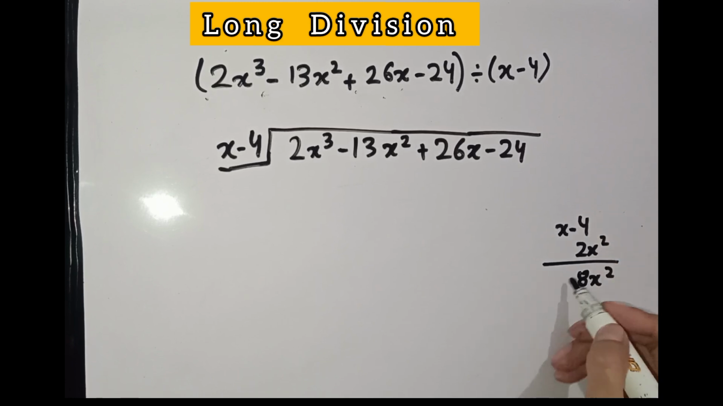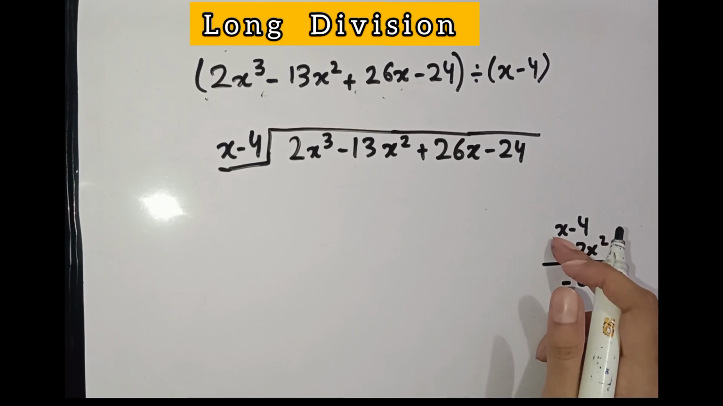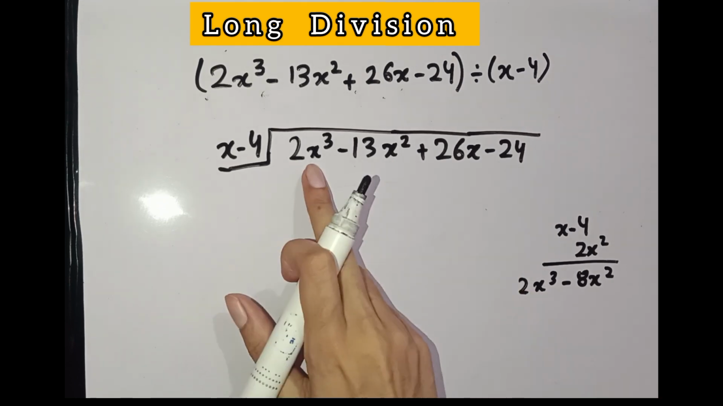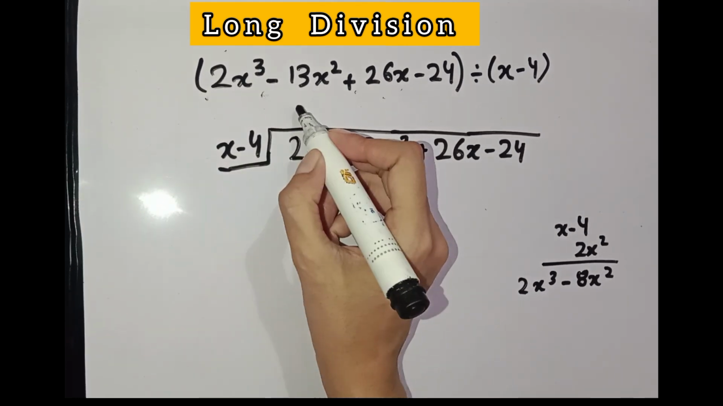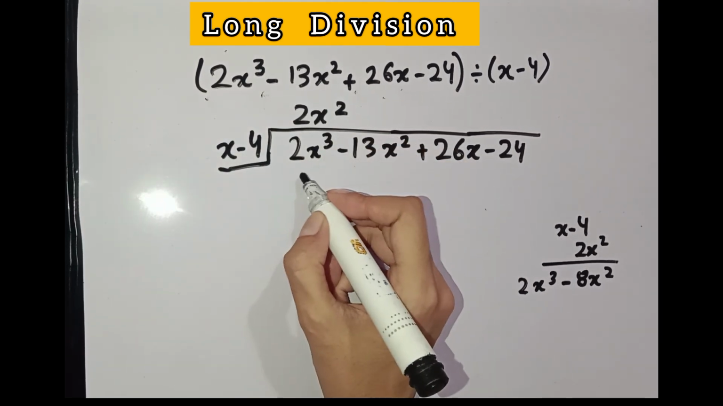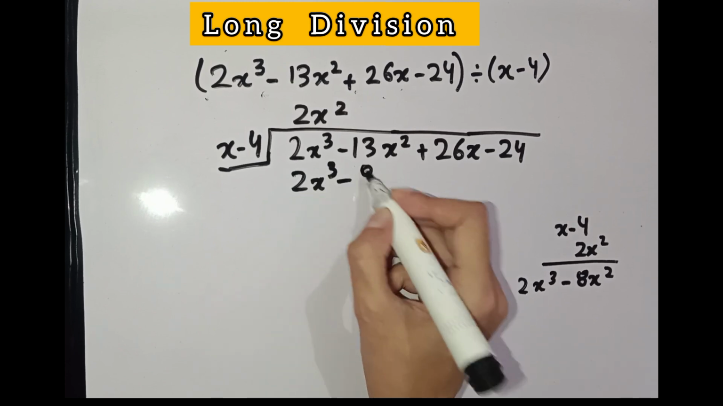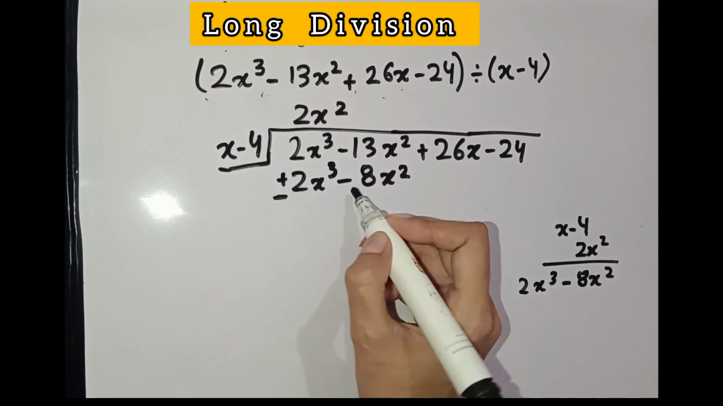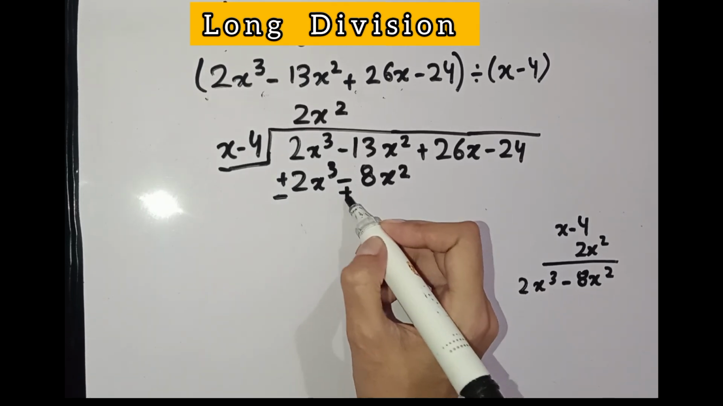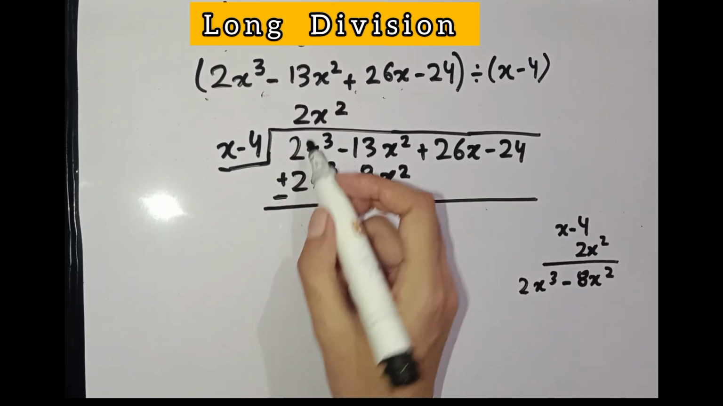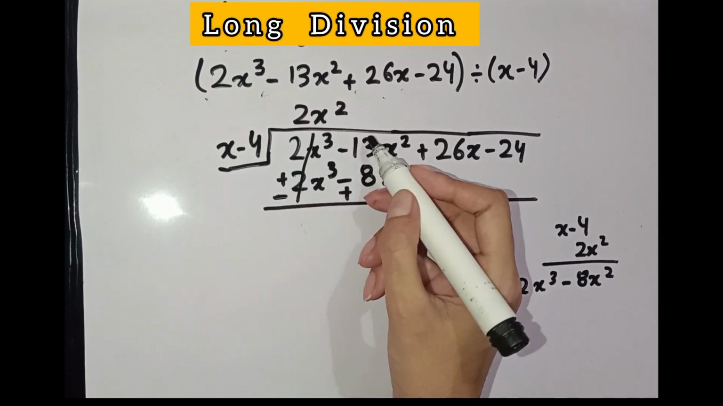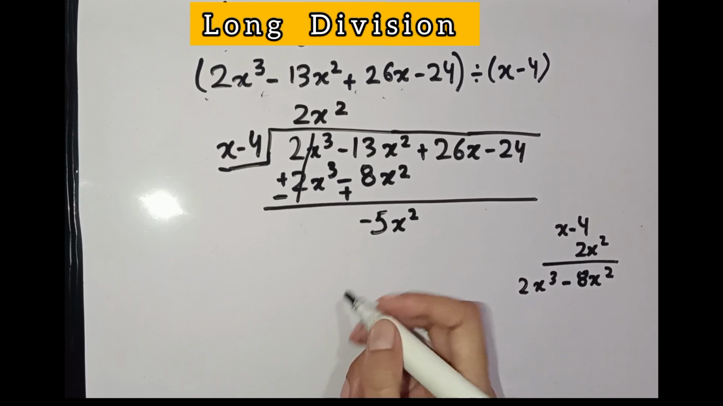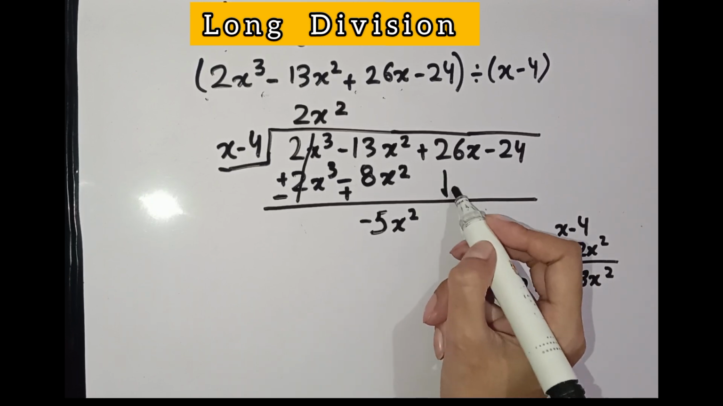2x squared times x would be 2x cubed, and minus 4 times 2x squared would be minus 8x squared. Now we have to subtract them, which means the signs would be changed. The first term gets cancelled, then we have minus 13 plus 8, which means minus 5x squared. 26x goes down.